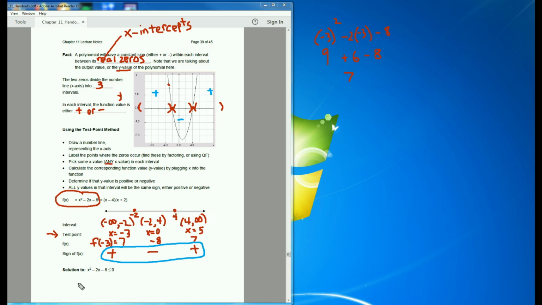So now, if we wanted to use this information to write the solution, where is the function less than or equal to 0? Well, it's less than 0 here, and it's equal to 0 here and here. So you have to be very careful about those endpoints, because I want to include the endpoints -2 and 4 in my solution.